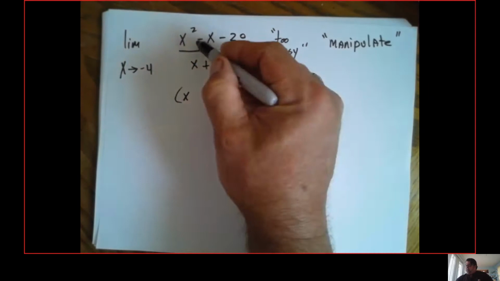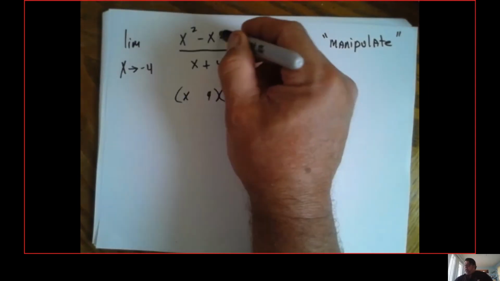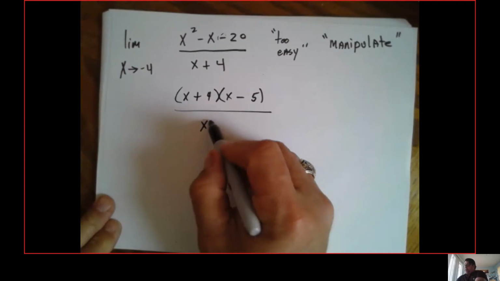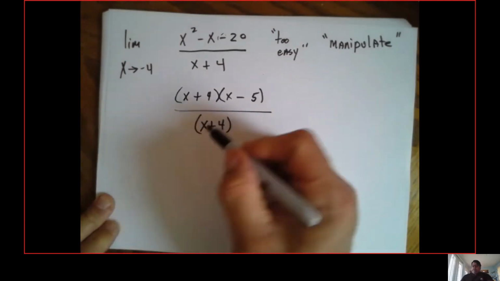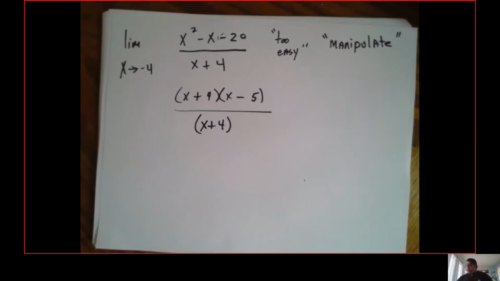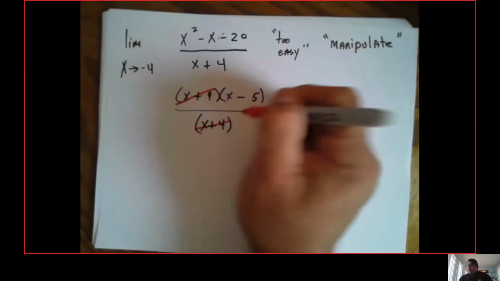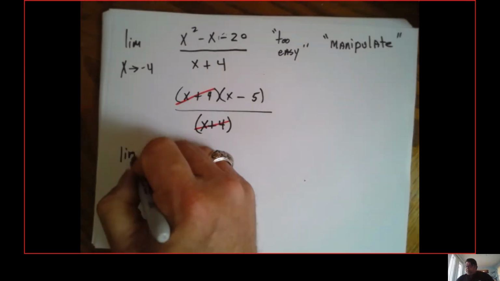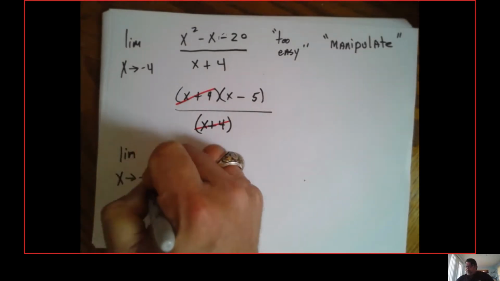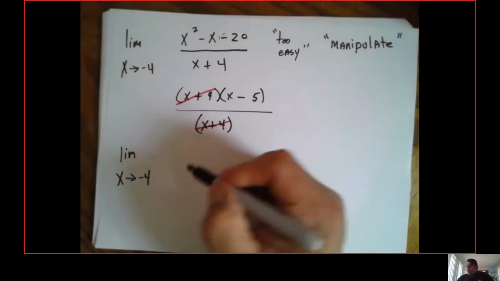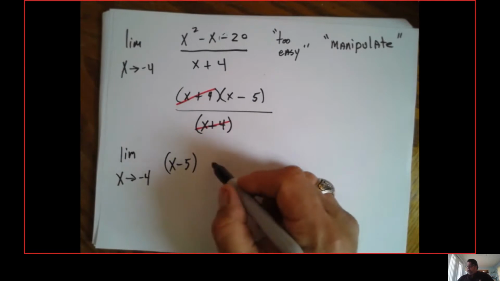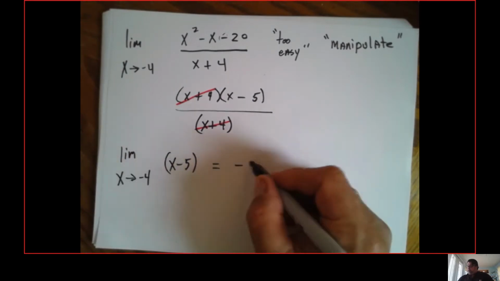And we need a negative, so that means 5 is negative. We need an unlike sign, so that means positive, over x plus 4. And of course, the x plus 4 is canceled. So our final answer is the limit as x approaches -4 of x minus 5, and that's going to equal -4 minus 9.